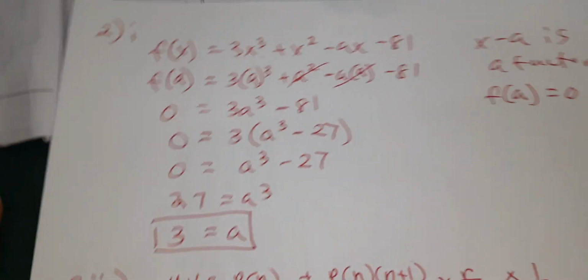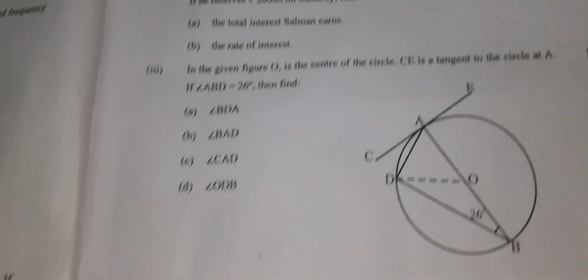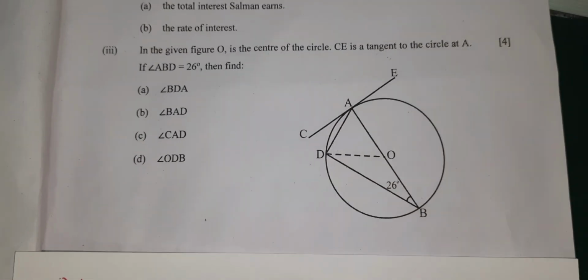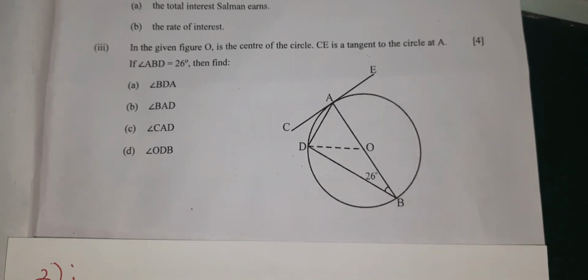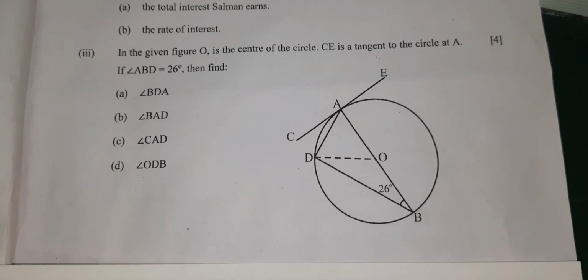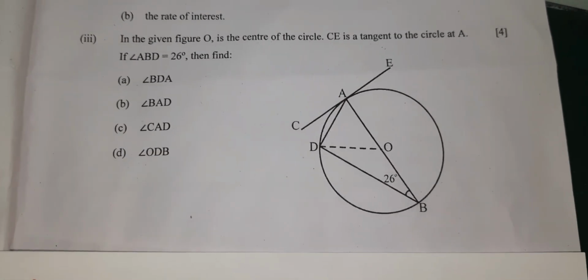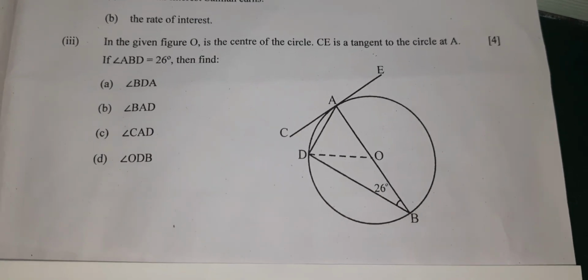That's the second question. The third question, you see the figure there. In the given figure, O is the center of the circle. CE is a tangent to the circle at A. If ABD is equal to 26, then find BDA.